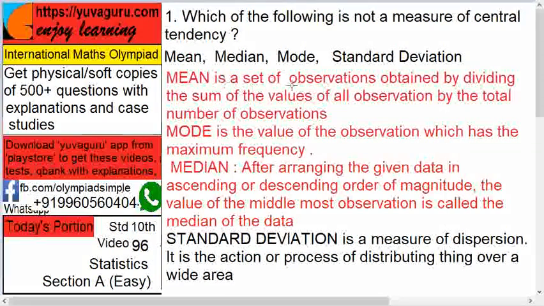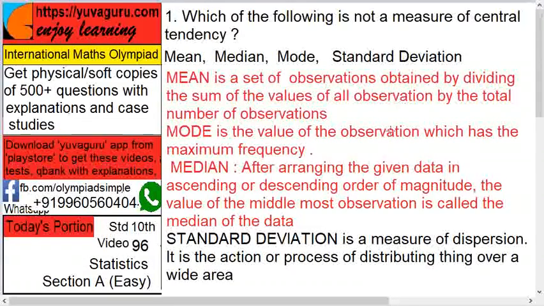So mean of a set of observations is obtained by dividing the sum of values of all observations by the total number of observations. Mode is the value of the observation which has maximum frequency. And median is, after arranging the data in ascending or descending order of magnitude, the value of the middlemost observation. So all point out towards a single number.